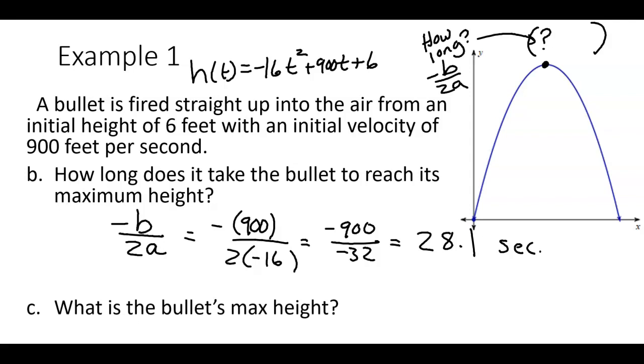So our next question is, what is the bullet's maximum height? So that's this one. The y value of the vertex is the max height. And what we said about that was to find the max height, we're going to take our height function up here and plug in the time that we just got, which is 28.1. So let's use our calculators and do that. Let me write it out first though. So h of 28.1, I'm just going to plug in 28.1 on my calculator.